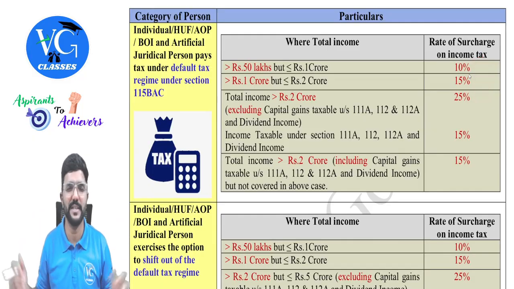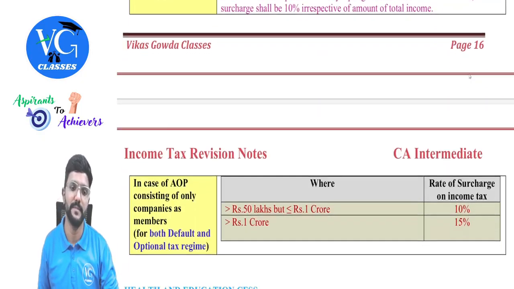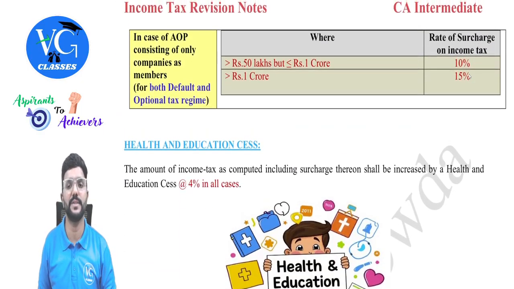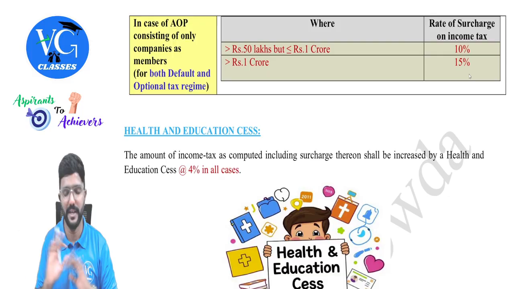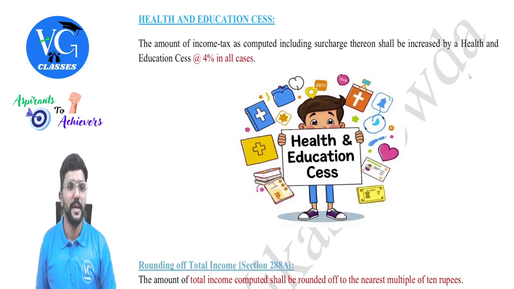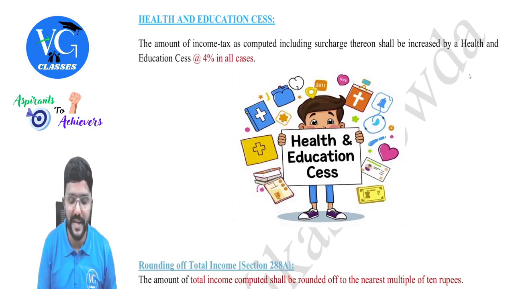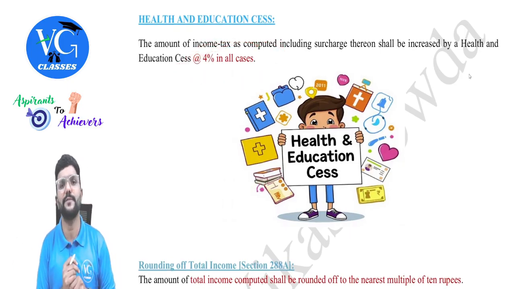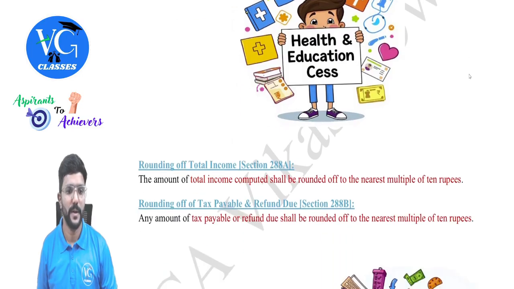That's all. Whereas 25%, 37% and all is not applicable for them. And here there is no need to segregate also. Special items, normal items and all, nothing to segregate, guys. Okay, sir. Next. Health and education cess will always be there at 4%, guys. Will always be there at 4%. Please don't miss it. Okay.